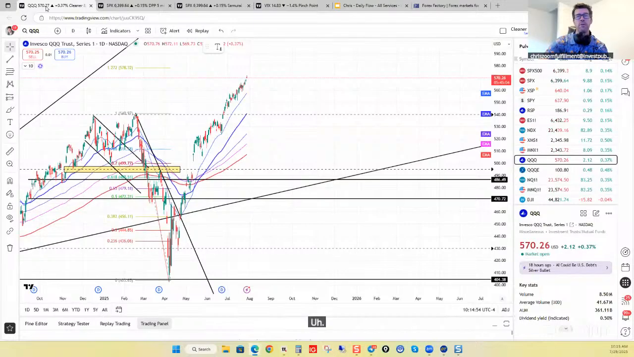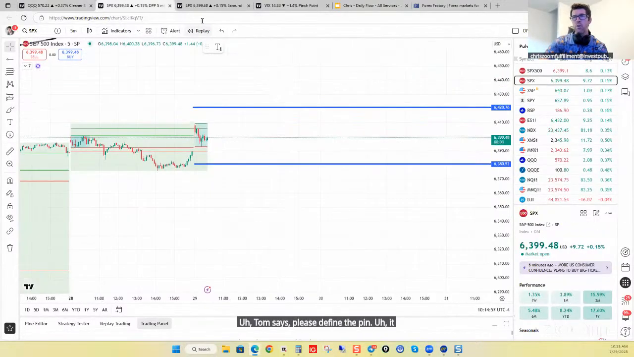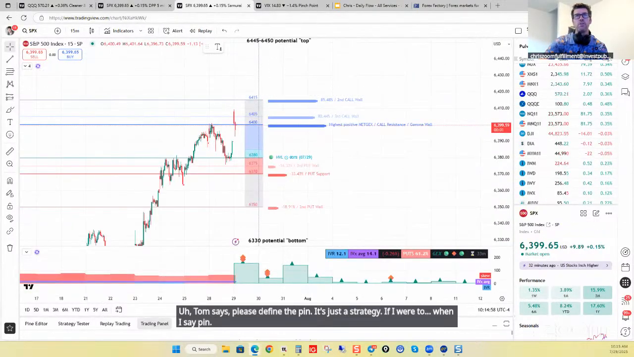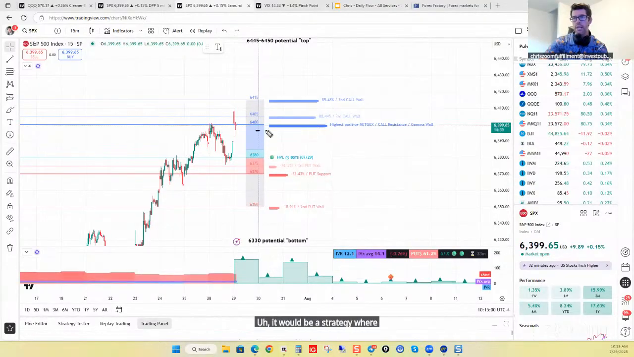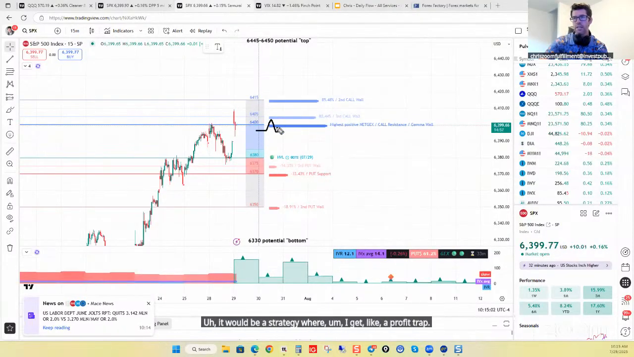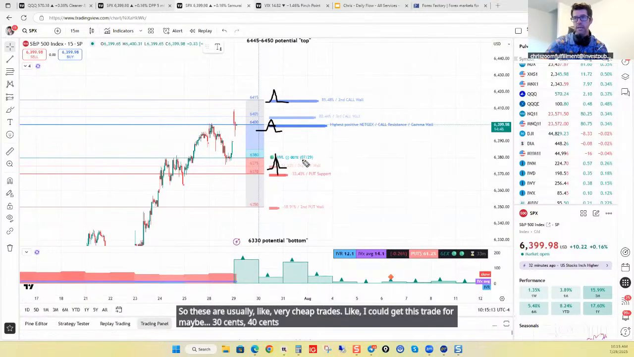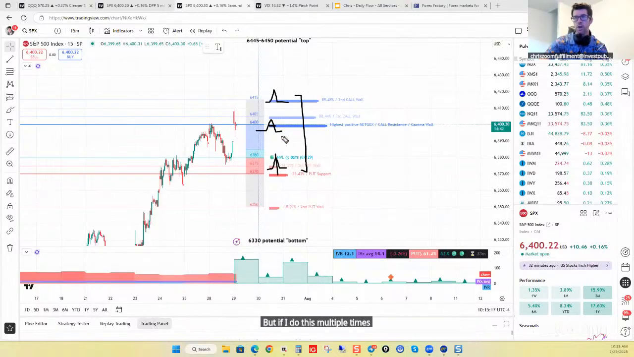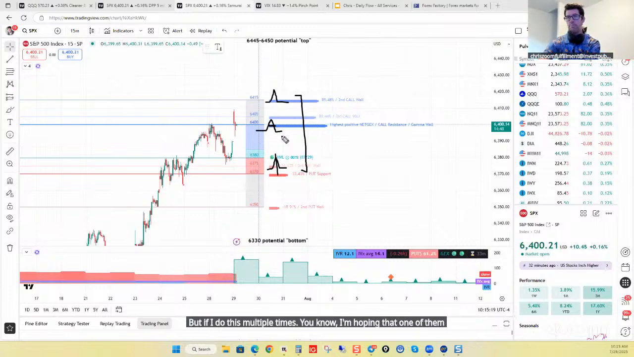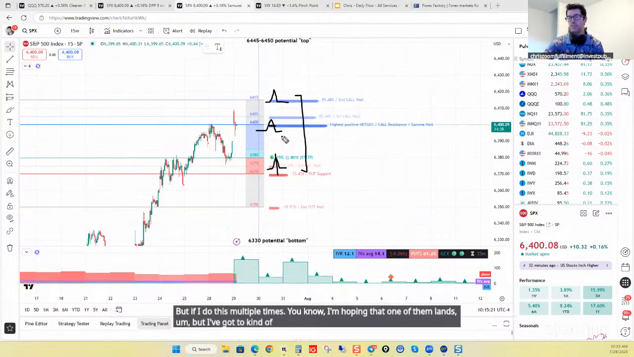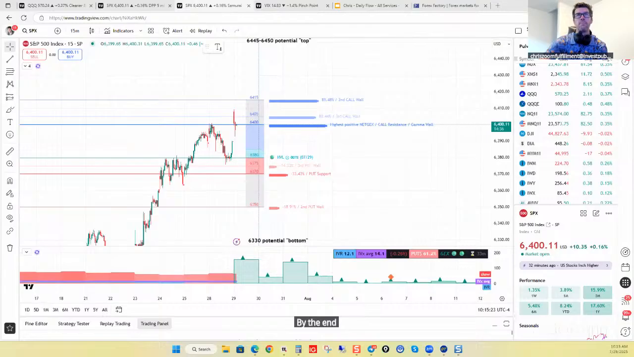Tom says, please define the pin. It's just a strategy. When I say pin, it would be a strategy where I get like a profit trap if I can get price to be at that exact strike. So these are usually like very cheap trades. Like I could get this trade for maybe 30 cents, 40 cents, and potentially make $300 to $400. But if I do this multiple times, I'm hoping that one of them lands. But I've got to kind of get it perfect by the end of the day.